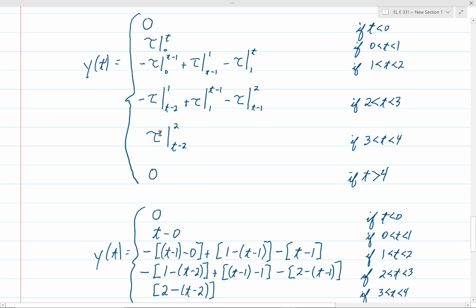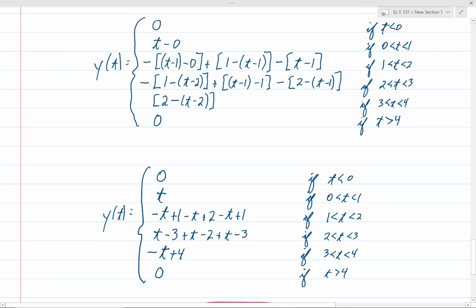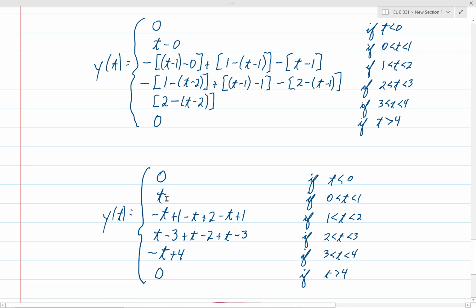And then finally down here, 2 is the upper limit minus the value at the lower limit, t minus 2. Again, we have the parentheses so we get everything straight. And now we really and truly are just about done. Okay, so the 0 comes down, t minus 0 is t.